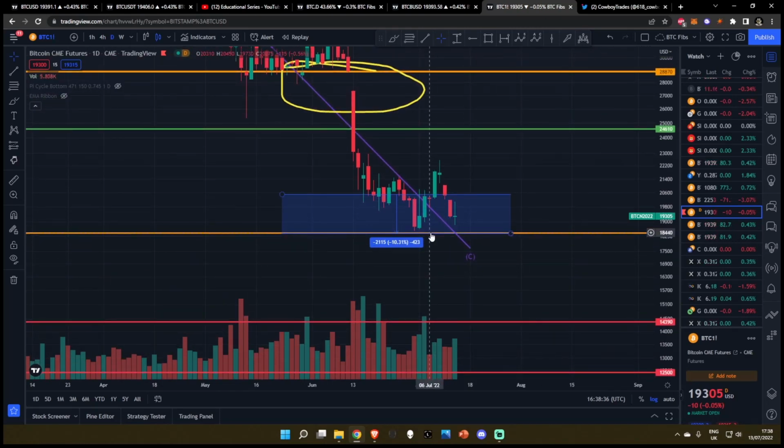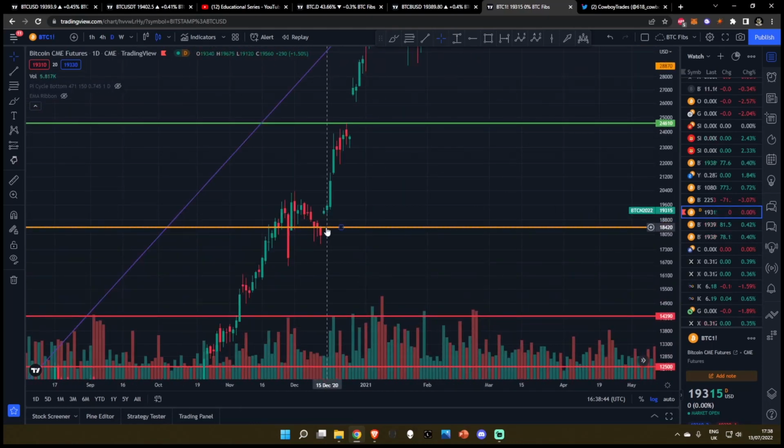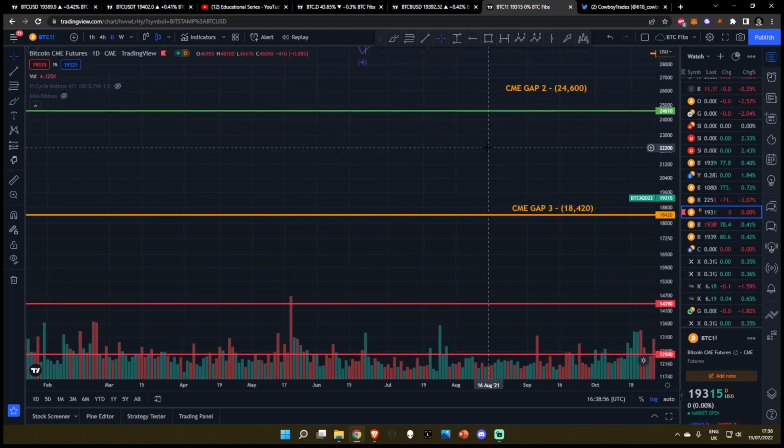Well, it's simply because CME futures don't trade over the weekend. So you can get price gaps to the upside or downside, just like over here. We had this price gap at 18,420 because over the weekends, we closed at 18,420. We pumped over the weekends. Monday, we opened at 19,130. The bull run continued. We never came back to these price targets.